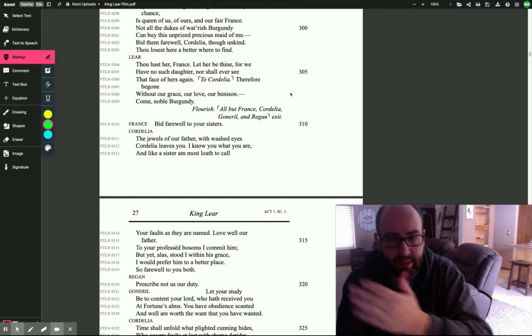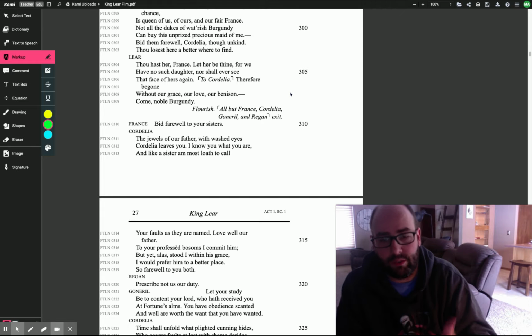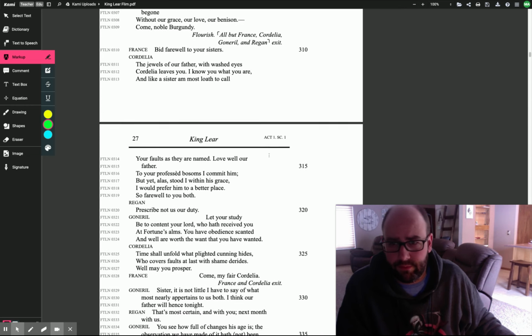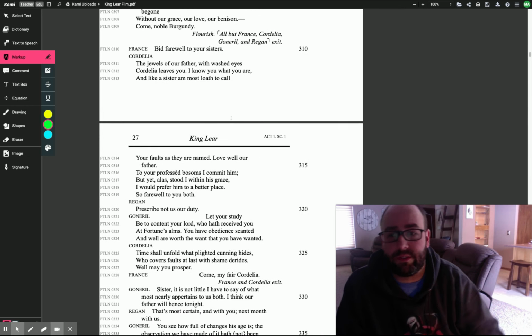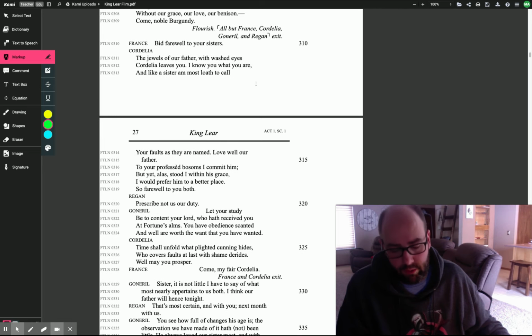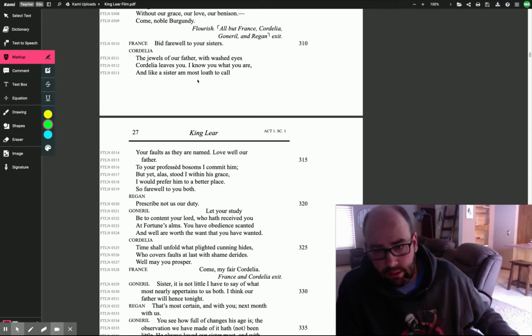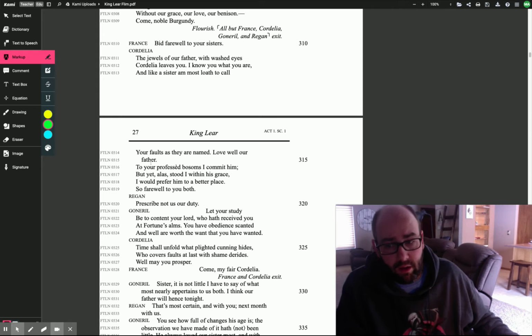And then everybody leaves except France, Cordelia, Goneril, and Regan. So the three daughters and France. Bid farewell to your sisters, the jewels of our father. With washed eyes, Cordelia leaves you. I know you what you are, and like a sister am most loath to call your faults as they are named. Love our father, love well our father, to your professed bosoms.